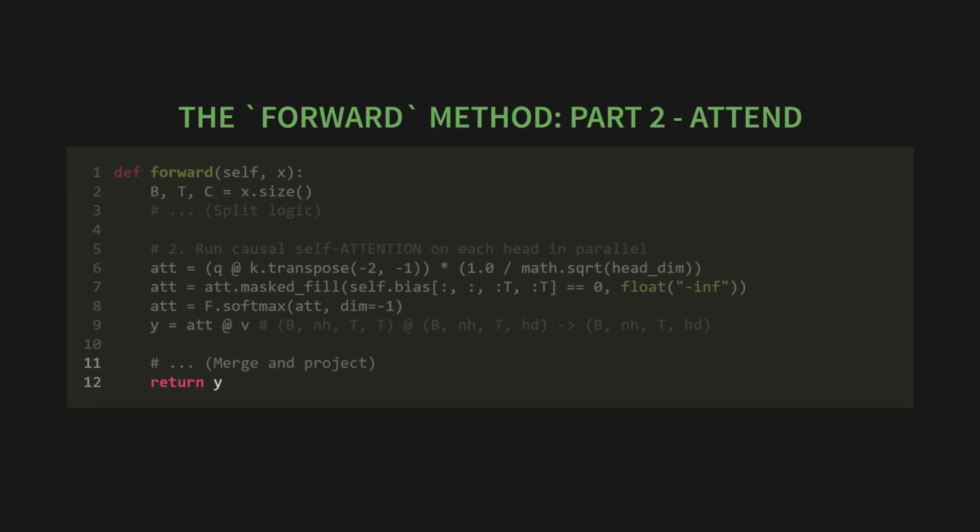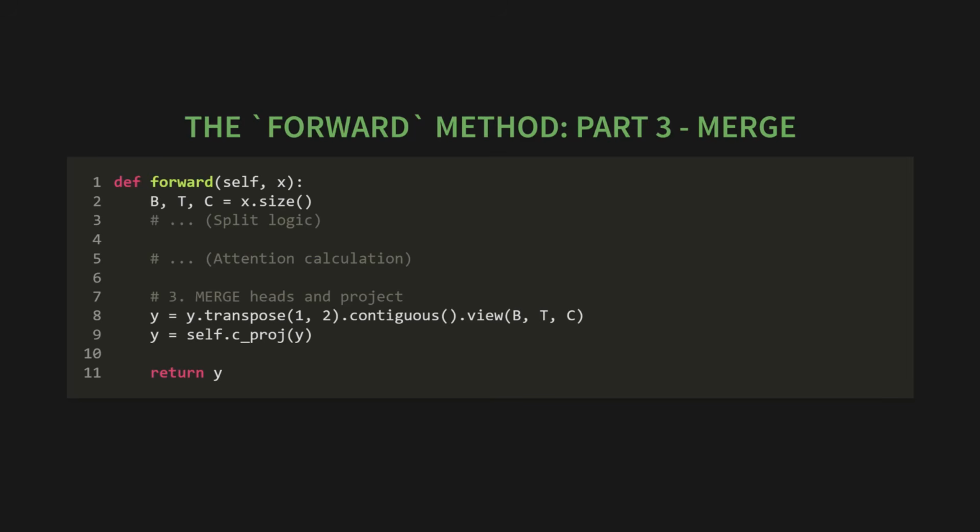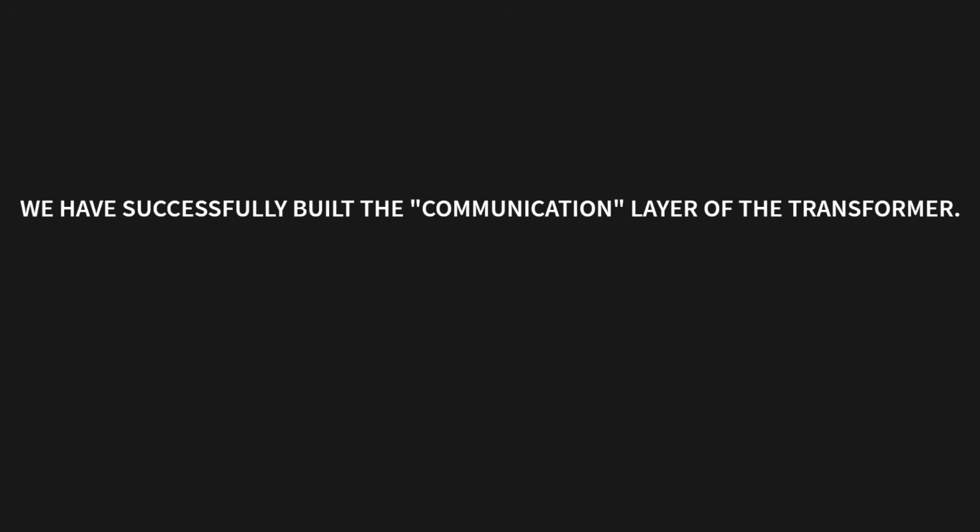And finally, the forward method, part 3, merge. We take our output y, we transpose it, make it contiguous, and view it back into the B, T, C shape. Then we pass it through our final projection layer, y equals self.c_proj of y, and we return y. Every single line in this module should now be crystal clear. We have successfully built the communication layer of the transformer.